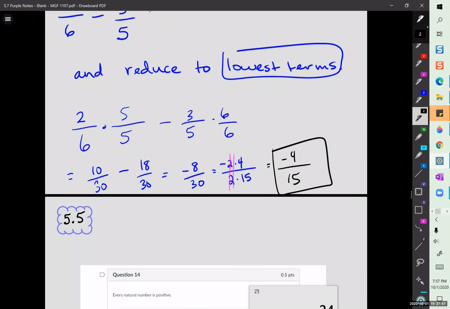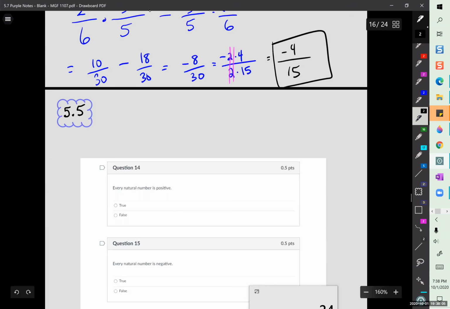So that's it for 5.3. Remember, 5.4 was not covered, so it won't be on this test or the final, it's just not covered for our class. And then we can move to 5.5. Before we do so, is there anything that y'all wanted to review further from 5.3? Okay, so if not, let's go to 5.5.